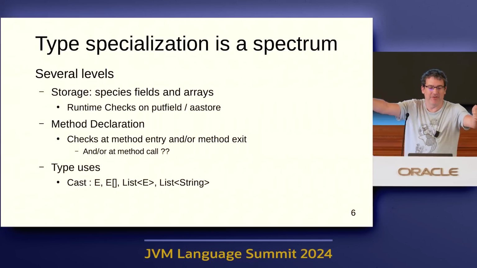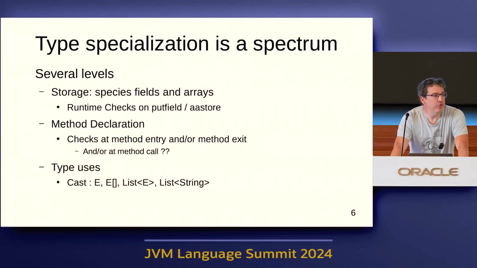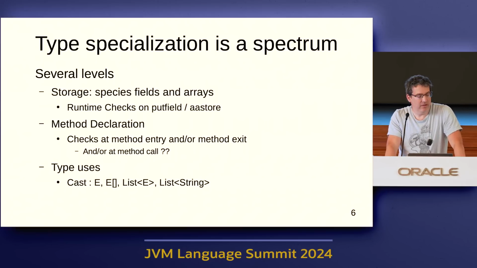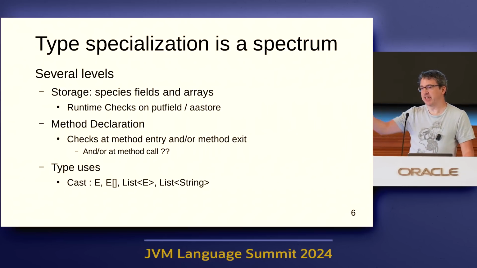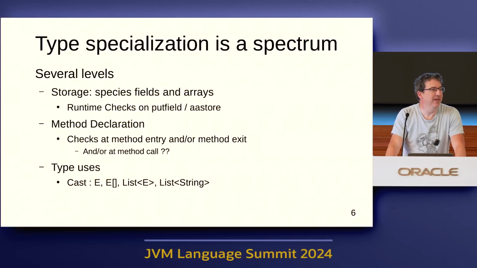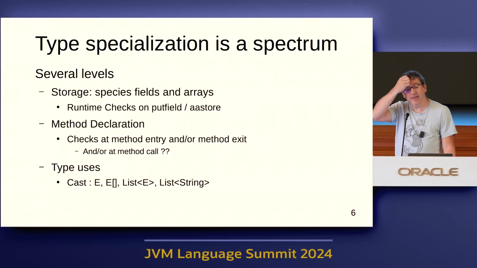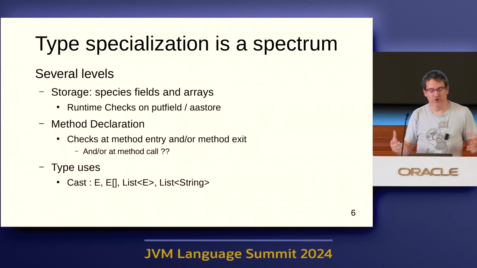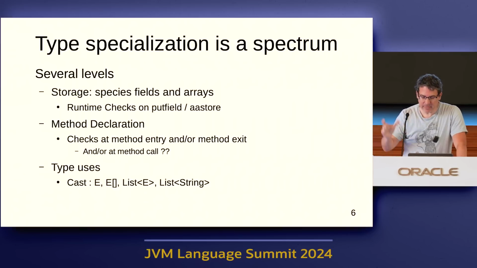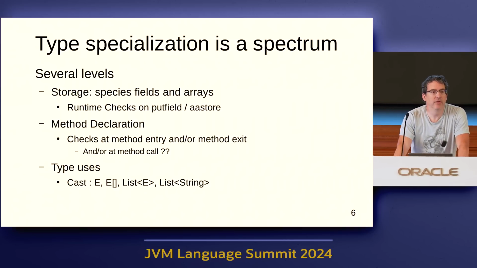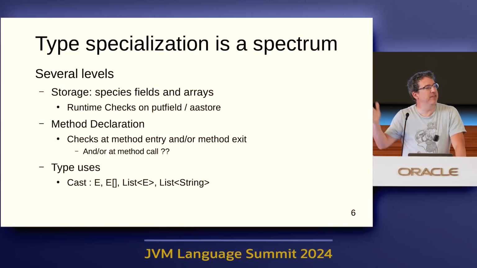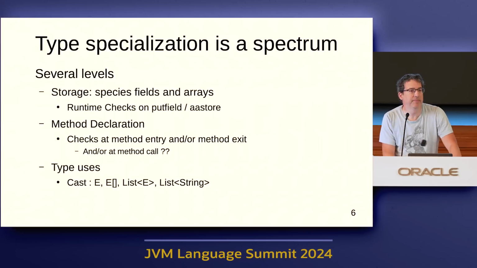And we have the next level, which is if you have a list of Complex bang, when you do a cast, should we check that this is really a Complex bang? So should we check at the type usage that the specialization is the right one? Currently, because you have erasure, the VM doesn't check at all that you have a list of String, only that you have a list.